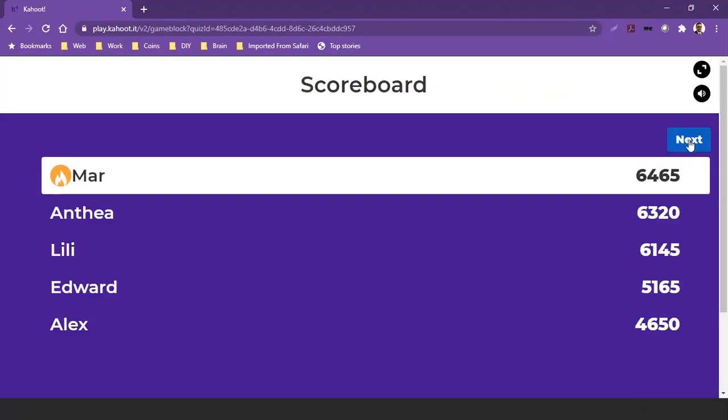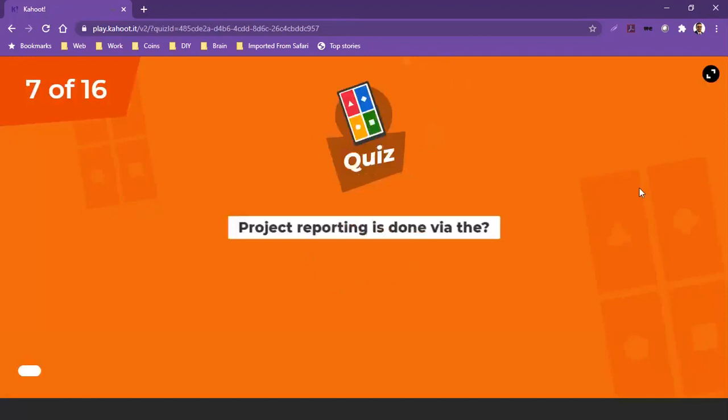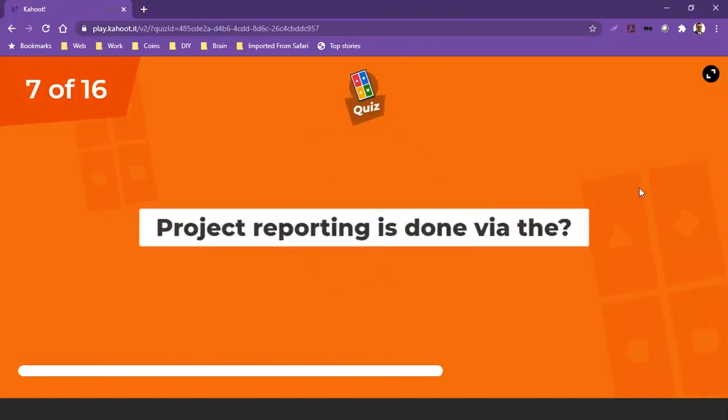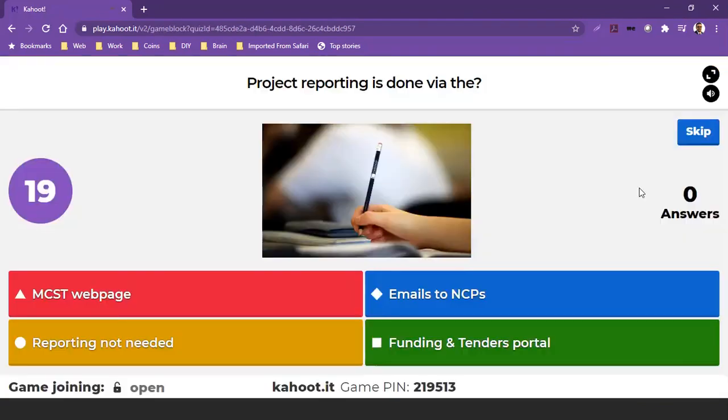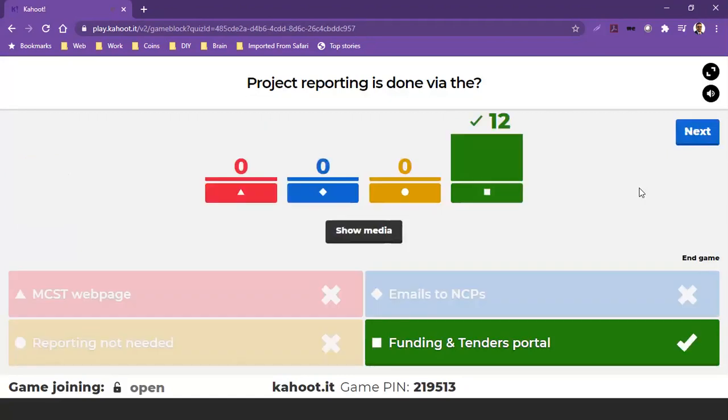Next question. Project reporting is done via the, is it the MCST website, emails to MCPs, reporting is not needed, or the funding and tenders portal? So just pick one of these. I think most of the participants have put in the answer. Yep, 12. Perfect. That is correct. The funding and tenders portal is where you have to submit all your reports.